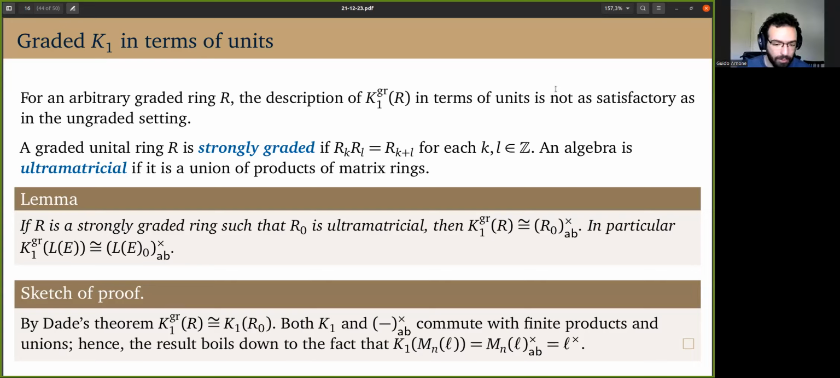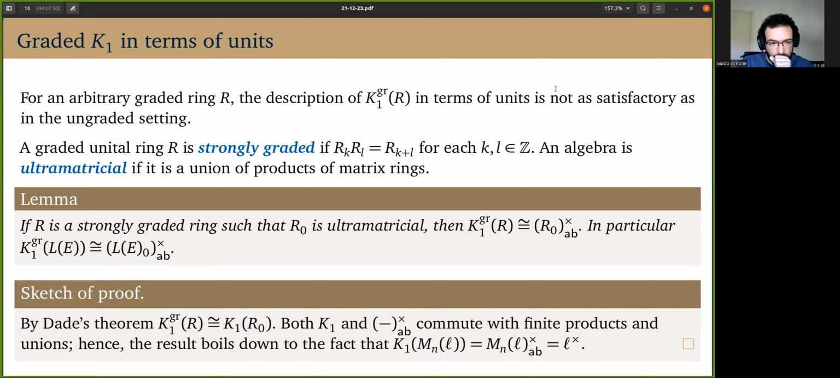The way to prove that essentially is that both things you want to check are the same, respect products and respect unions. If you know it for matrices, you know it in general, because you know it for products of matrices and then unions of such things. So you know them for all ultramatricial algebras. And for matrices, one just checks by hand that this holds. So in general, we do have a description of graded K1 for any strongly graded ring such that the degree 0 component is ultramatricial. I don't see how restrictive this is, but at least for all Leavitt path algebras of graphs without sinks, one could say this.